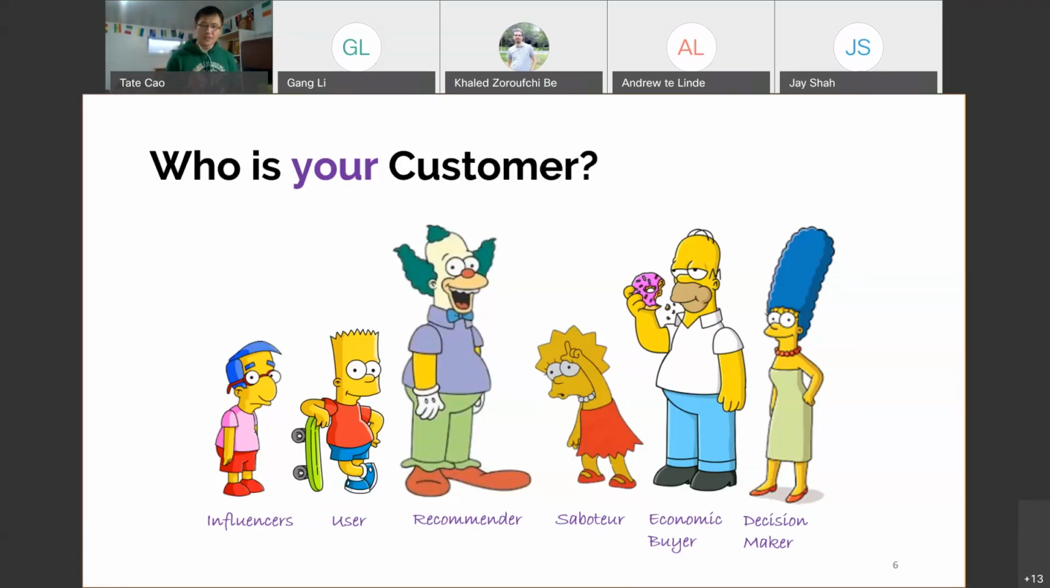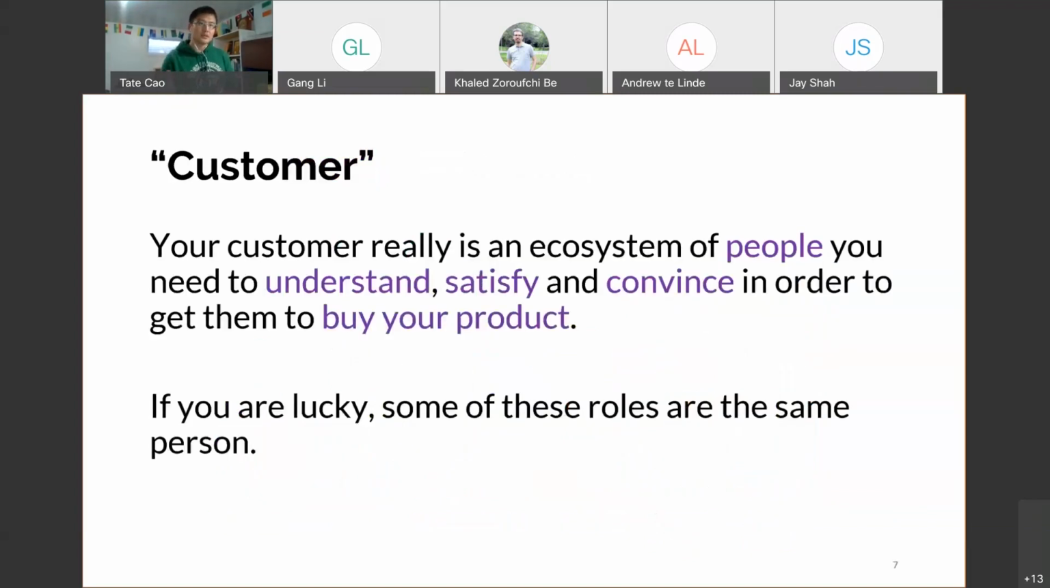So when you think about your customers, you have to think about it in depth, and don't take the easy answer. Sometimes the obvious answer may lead you down the wrong path and will waste months of your time talking to people who may not have the power to help you make the sales. So really, your customer is an ecosystem of people that you need to understand, satisfy, and convince in order to get them to buy your product, right?